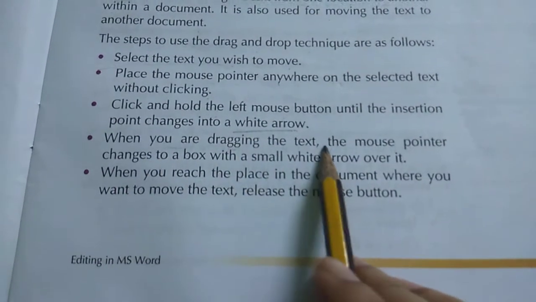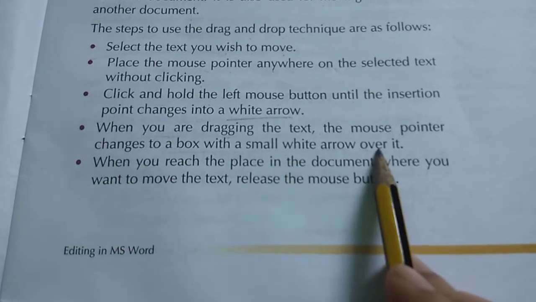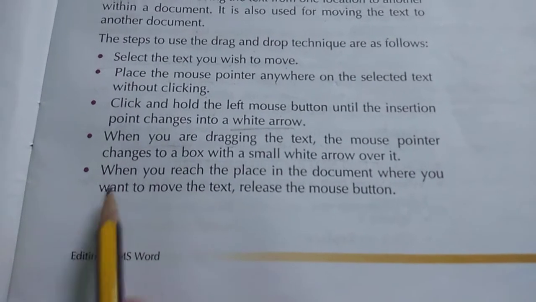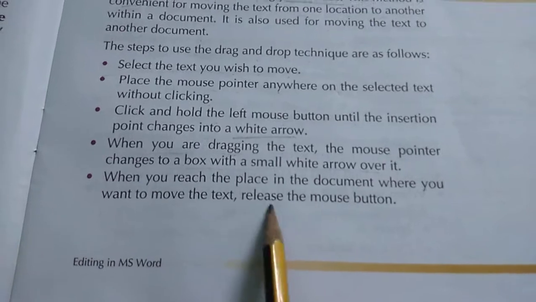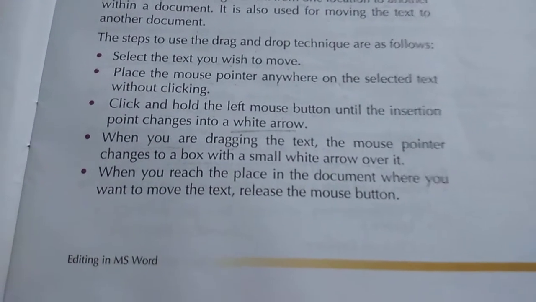When you are dragging the text, the mouse pointer changes to a box with a small white arrow. When you are dragging, it will change into a small white arrow. When you reach the place in the document where you want to move the text, release the mouse button. Release the mouse button, and it will be drag and dropped. It will be placed there.